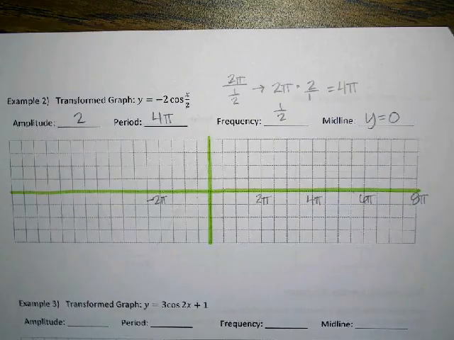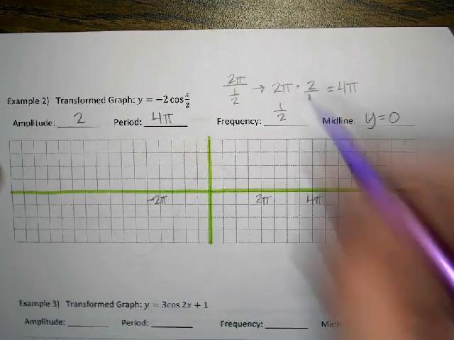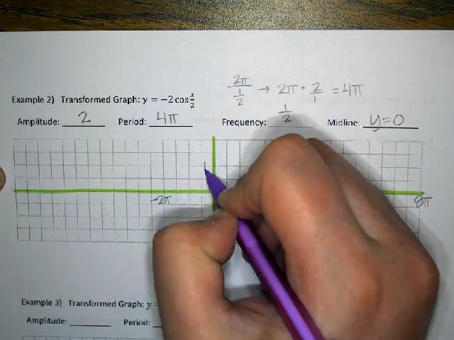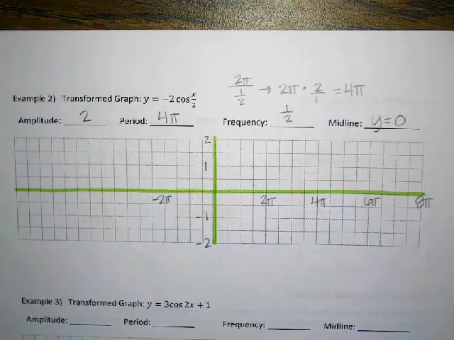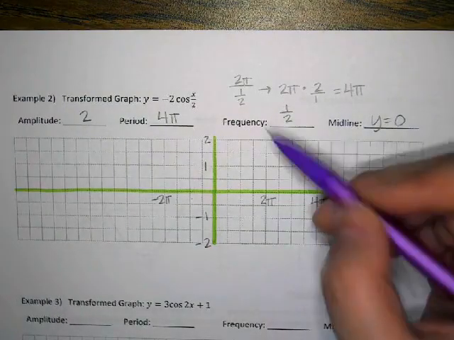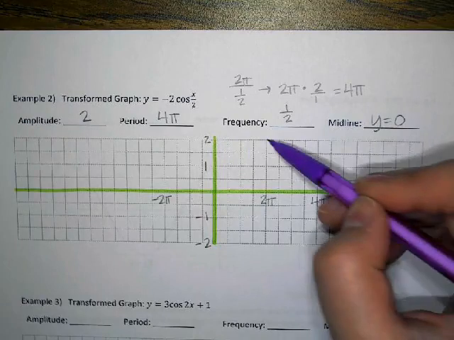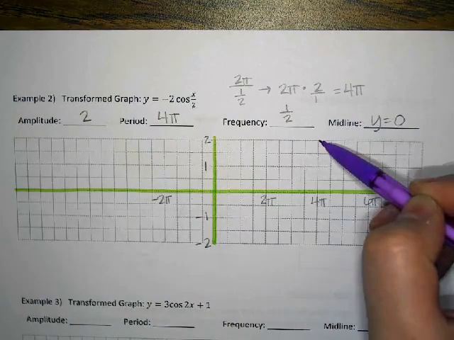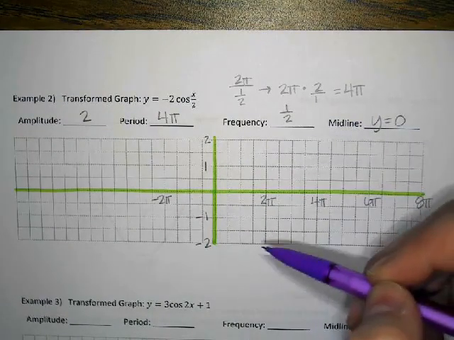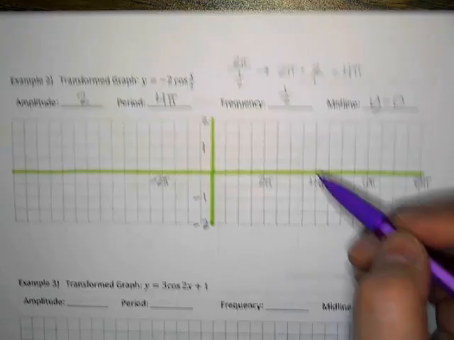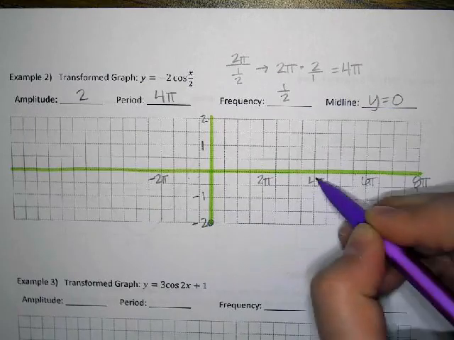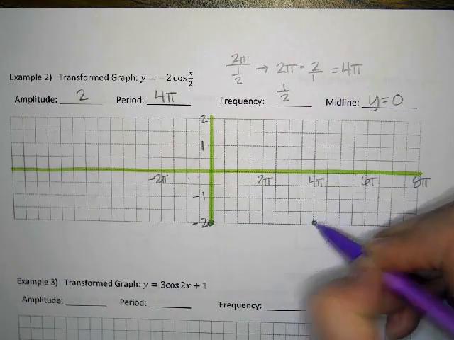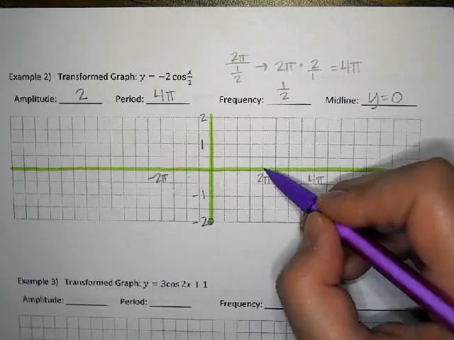We have an amplitude of 2, but the middle is 0. Okay. Now, this is a negative graph, which means that instead of starting at the maximum and ending at the maximum, we're going to start at the minimum and end at the minimum. So I have an amplitude of 2, so I'm going to start at the minimum and end at the minimum. And then right in the middle, I'm going to go up to the maximum.